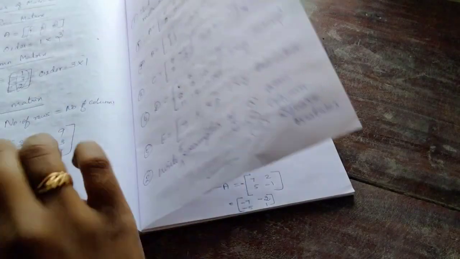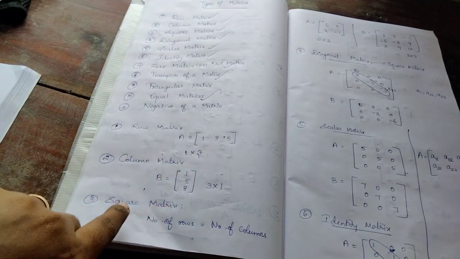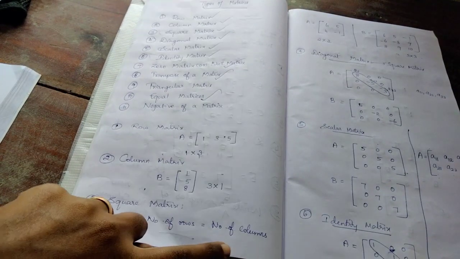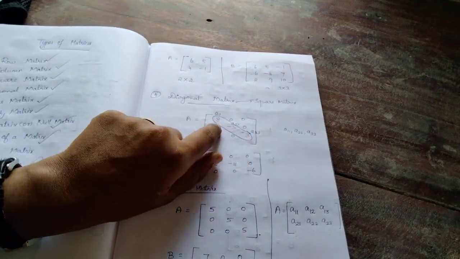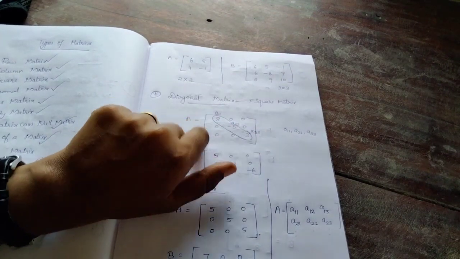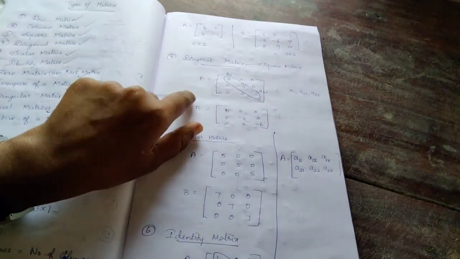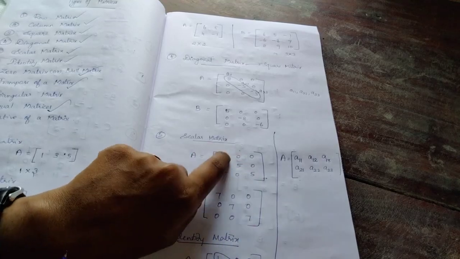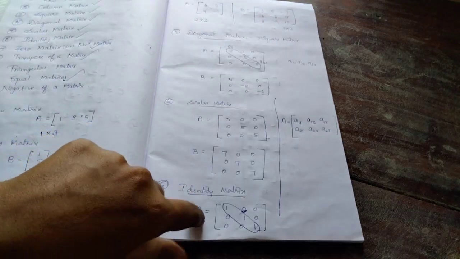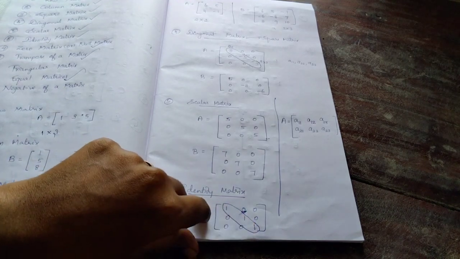So listen carefully. A row matrix contains only one row, a column matrix contains only one column. In a square matrix, the number of rows and the number of columns should be equal. Then a diagonal matrix has elements only in the leading diagonal, that means A11, A22, A33, and all the other entries are 0. It should be a square matrix. Then a scalar matrix is like the diagonal matrix, but the leading diagonal entries should be equal. Then an identity matrix is like the scalar matrix, but the number should be equal to 1.